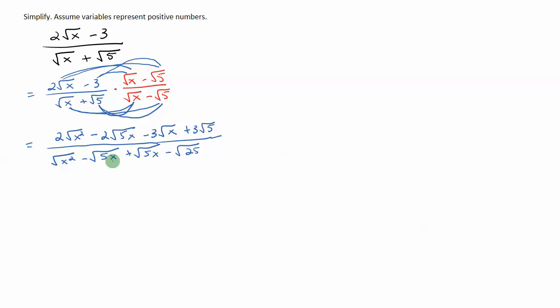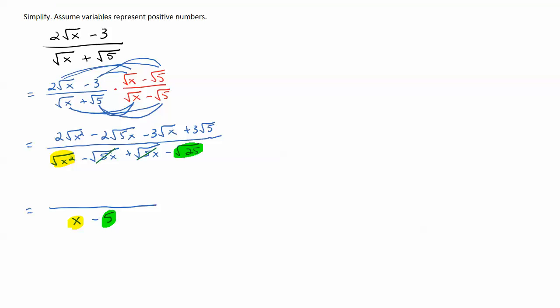Okay, now it looks like a mess, but as we know, the bottom cleans up rather nicely. These cancel because one's negative and one's positive. Also, the square root of x squared is x, right? Oh, sorry about that. Trying to use the highlighter here. Square root of x squared is x, and the square root of 25 is 5. So I get x minus 5 on the bottom, and that's all I'm left with.